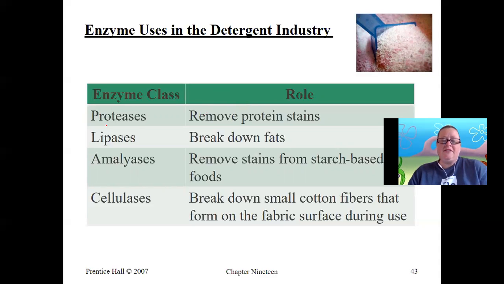So putting cellulases into our laundry detergent actually keeps the surfaces smooth, because small cotton fibers that might pile up on the fabric get broken down, and it keeps our clothes looking better, longer, and not all piled up. Not piled up like a pile, but those little beads of cotton that sometimes you'll get on there.